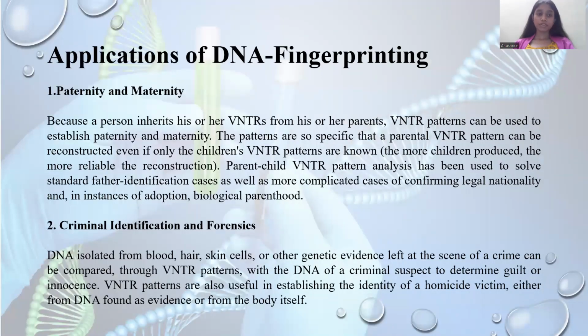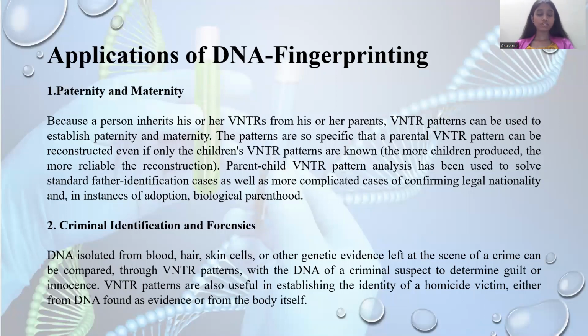Applications of DNA fingerprinting: paternity and maternity. Because a person inherits his or her VNTRs from his or her parents, VNTR patterns can be used to establish paternity and maternity. The patterns are so specific that a parental VNTR pattern can be reconstructed even if only the children's VNTR patterns are known. The more children produced, the more reliable the reconstruction. Parent-child VNTR pattern analysis has been used to solve standard father identification cases as well as more complicated cases of confirming legal nationality and in instances of adoption, biological parenthood, etc.